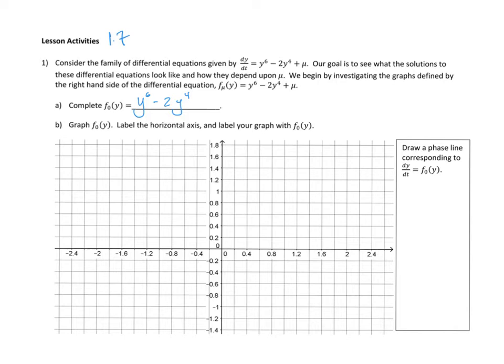Okay, so I want to graph this. I'm going to use my graphing calculator and a little algebra. If I want to know its zeros, I would set that equal to 0: y^6 minus 2y^4 equals 0. Factor out a y^4, so you'd have y^2 minus 2 equals 0. Your zeros are going to be at 0 and plus or minus root 2. Root 2 is about 1.4, so here and here. And then it kind of looks like a W.